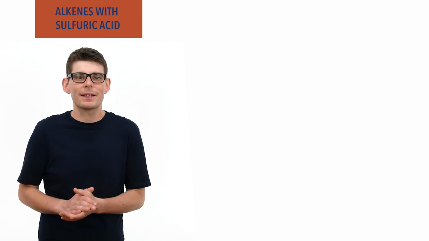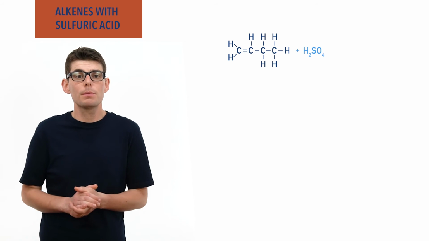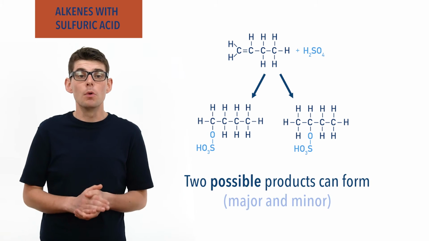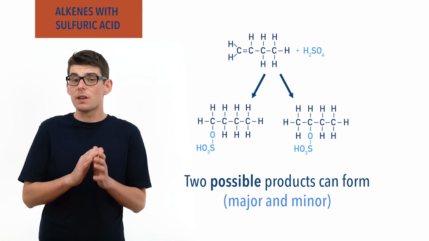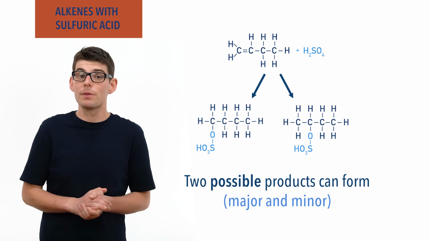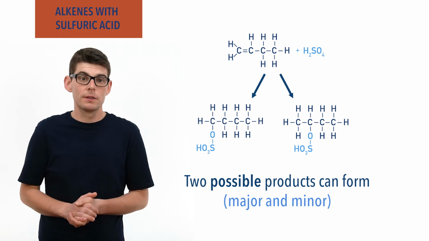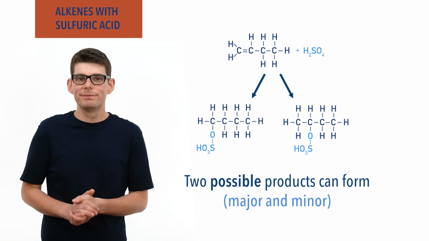If the alkene reacting with sulfuric acid is unsymmetrical, there can be two possible products that may be formed, with one, called the major product, more likely to form than the other, the minor product. This has been covered in much more detail in a separate video about the electrophilic addition of alkenes with hydrogen halides. If unsure about it, please check the link in the description below.